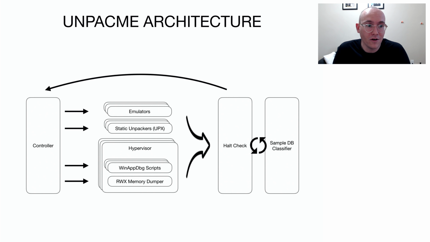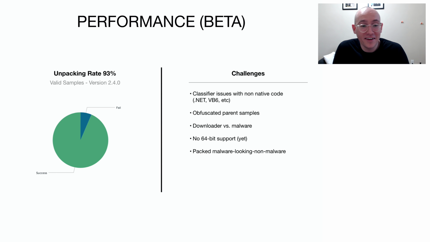All of that is done in the halt checker, basically where it's comparing the output to see what's good and what's not. So how does it perform? Pretty good. That 93% success rate is for our last version. There's a little caveat in there, valid samples only. I'm going to talk about what invalid samples are in a second. But for valid samples, we're really hitting it on the head here. Doing good.